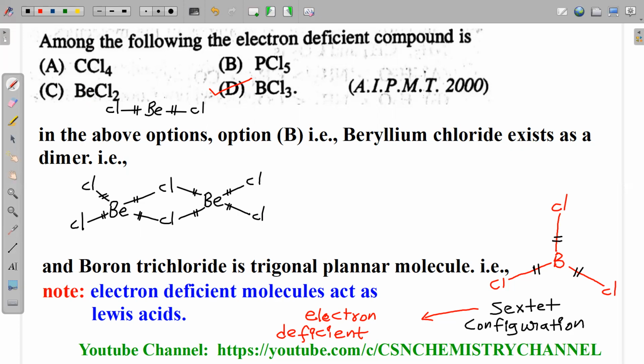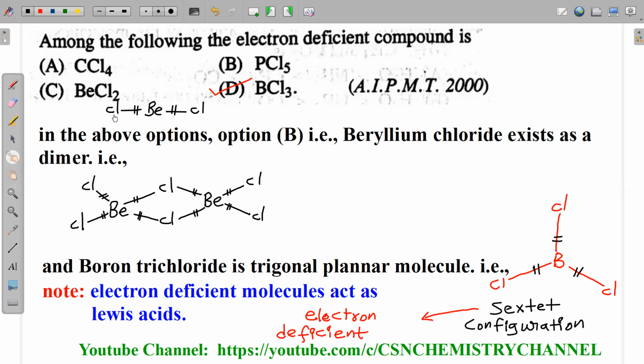See this one, BeCl2. Here you can observe Be single bonded to Cl, single bonded to Cl. Again Be, single bond Cl, single bond Cl, repeating. So BeCl2 exists as a polymeric molecule. In the polymeric state, the central atom beryllium contains how many electrons? Here 2, here 2, here 2, here 2. 8 electrons, so octet configuration is there. It is not an electron deficient molecule.